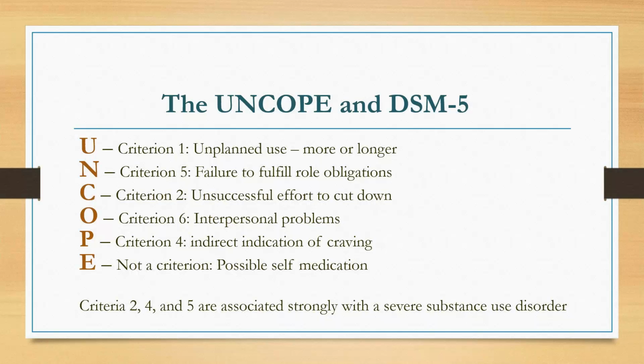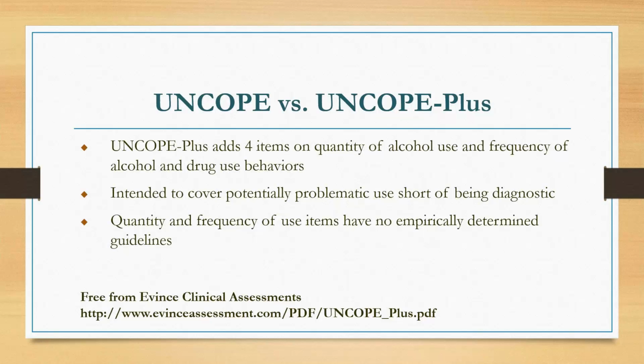We can go to the UNCOPE-Plus slide. What we did there is we took the UNCOPE and added 4 items on quantity and frequency of alcohol use, including whether you drink 5 or more drinks or 4 or more drinks, depending on gender, and then frequency of substance drug use. What we were doing with the UNCOPE-Plus, which is also located on my website if you want to get it, pull it up, it's free, is to help in identifying those individuals whose use might be problematic but not necessarily diagnostic. So whether you use the UNCOPE for strictly picking up diagnostic information or the UNCOPE-Plus for also flagging those individuals who might be using this inappropriately, either screen will work.